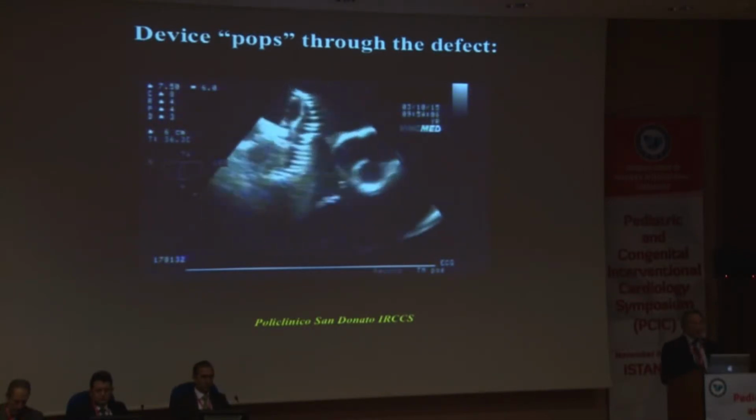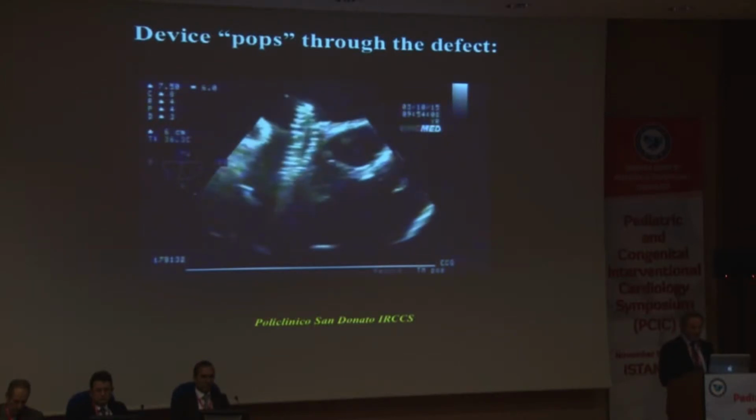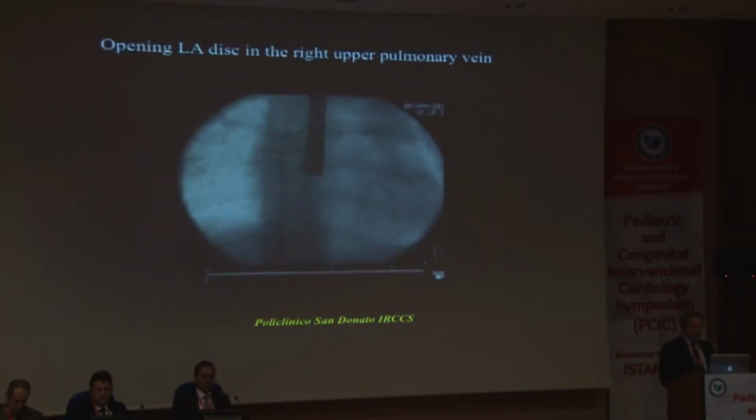So we have to use some tricks to avoid this problem. One of these tricks is to open the left atrial disc in the right upper pulmonary vein. We saw an example during the live transmission. This is usually okay, but there are also other possibilities. I don't want to mention all, but there are many actually.